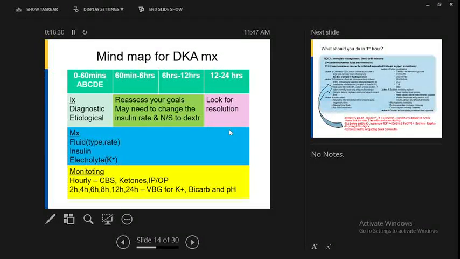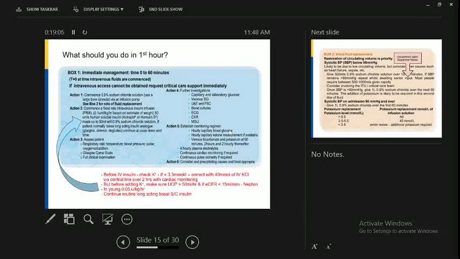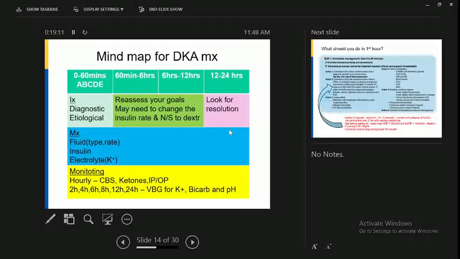I'll discuss your goals, and then you may need to change your fluid type. If you are giving normal saline, switch to dextrose if the patient's blood sugars are coming down but ketosis is still there, because your prime target is to stop ketogenesis, not to get the blood sugar down in diabetic ketoacidosis. And usually this diabetic ketoacidosis is resolved by 12 hours if you manage it correctly. So after 12 hours, you have to look for the features of resolution and then change over to the subsequent management.